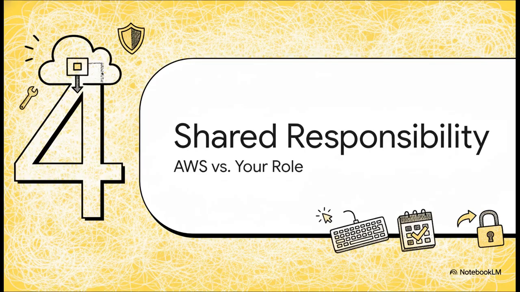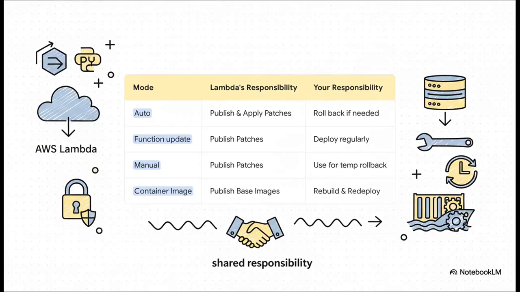So this all leads to a core concept in the cloud, the shared responsibility model. Let's draw a really clear line in the sand about what AWS is on the hook for and what you need to own. This table just spells it all out perfectly. If you're using the default auto mode, AWS does pretty much everything. Your only job is to keep an eye on things and roll back if something looks weird. If you pick function update, well, now the ball is in your court to deploy regularly to get those patches. And for all you folks using container images, AWS gives you the new, updated base image, but it's on you to actually rebuild and redeploy your function with it.